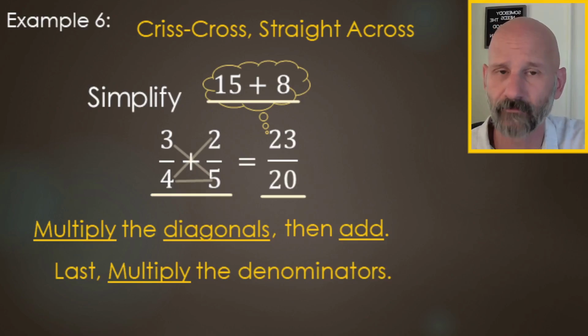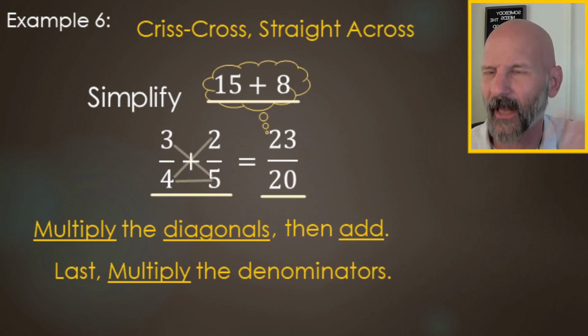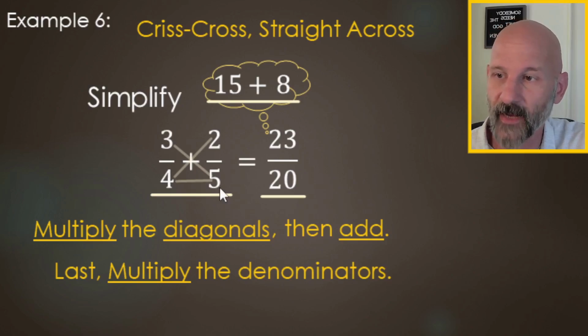This is as fast as, well, we should be able to do it faster if we're not doing all this writing down and learning, right? After we get good at it, we can do this automatically. Okay, so crisscross straight across. Multiply 3 times 5 is 15, 4 times 2 is 8. Add those two numbers. There's your numerator. There's the multiply the diagonals and add. And then the straight across is multiply the denominators. 4 times 5 makes 20.